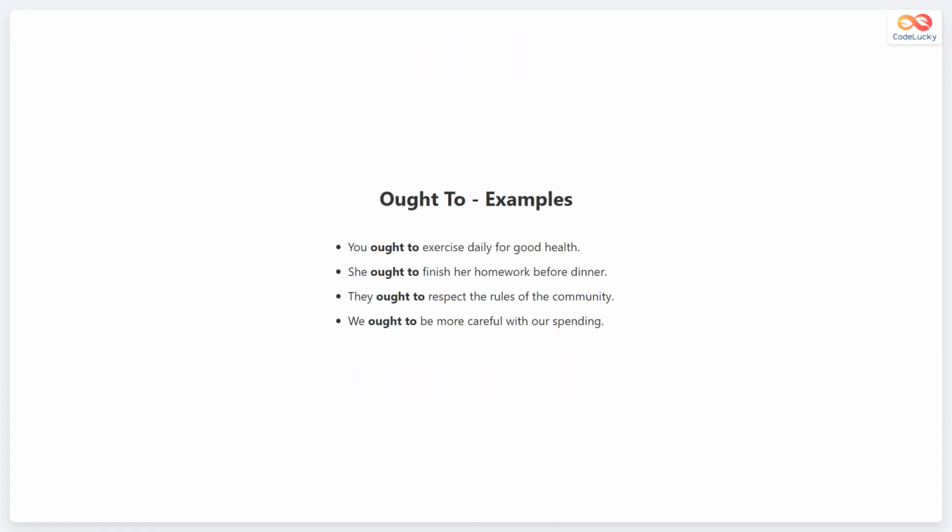Here are common examples of ought to in sentences. You ought to exercise daily, for good health, means regular exercise is important for staying healthy. She ought to finish her homework before dinner shows completing responsibilities first is proper. They ought to respect the rules of the community teaches following shared guidelines is right. We ought to be more careful with our spending reminds us to manage money wisely.